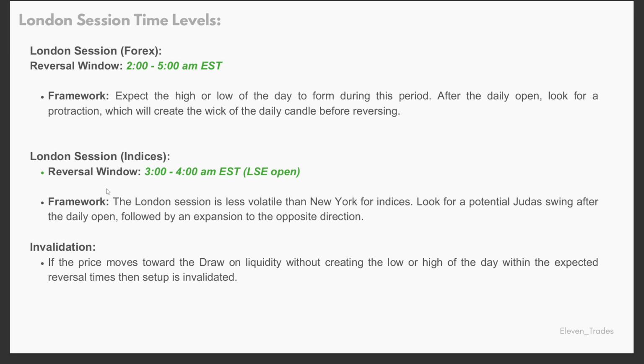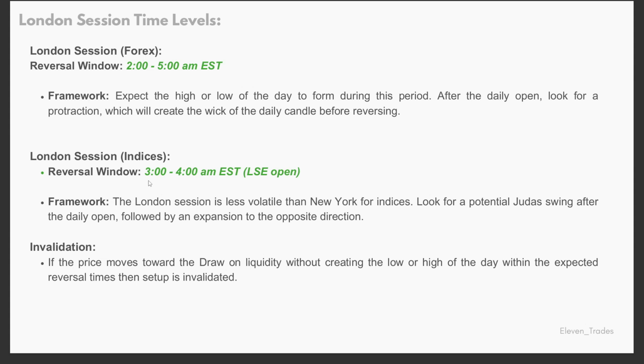London session for indices, the reversal window is from 3 a.m. EST to 4 a.m. EST. The 3 a.m. is important because it is the London Stock Exchange open. Mostly the London session is creating the high or low of the day for indices on the 3 a.m. or 4 a.m. So what is the framework?